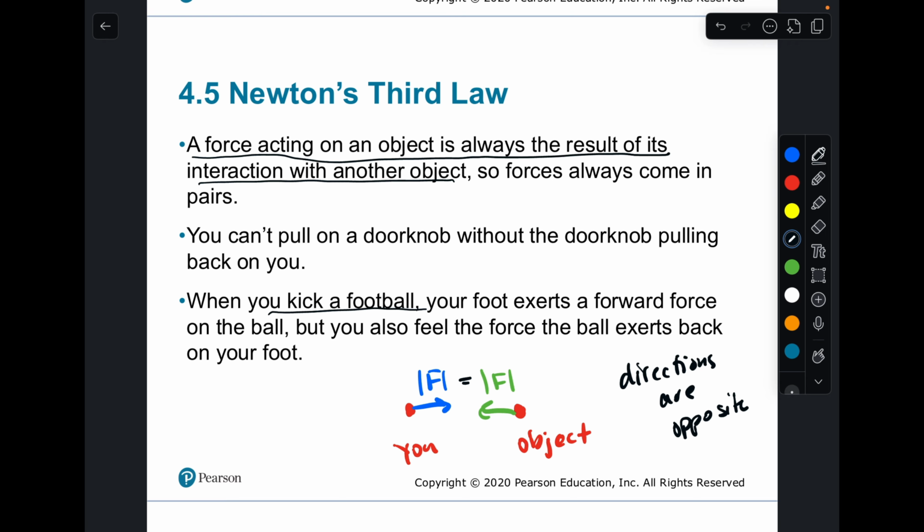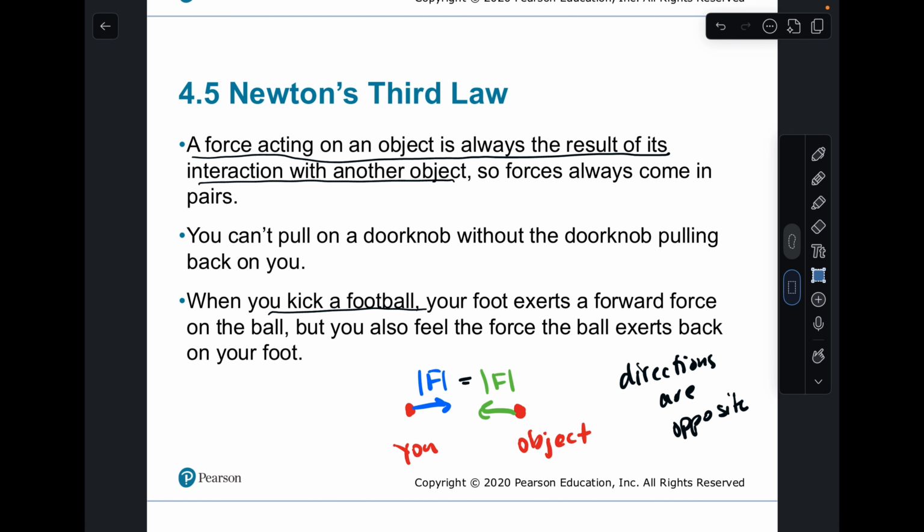So when you kick a ball, your foot exerts a force on the ball to move it forward, but your foot definitely feels something happening to it too, right? Which implies that there's a force acting on your foot from the ball itself. Like when you kick a ball with no shoes on, you definitely feel the ball putting a force on your foot.